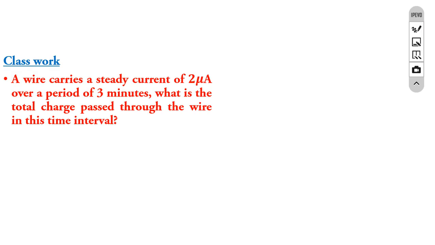Okay, so the question says a wire carries a steady current of 2 microampere over a period of 3 minutes. What is the total charge passed through the wire in this time interval? This is what you will see as your answer. So you use this as the reference frame to confirm whether you are correct or not.